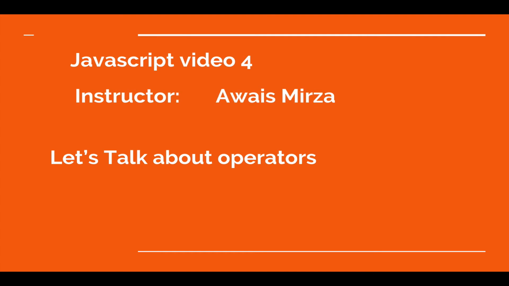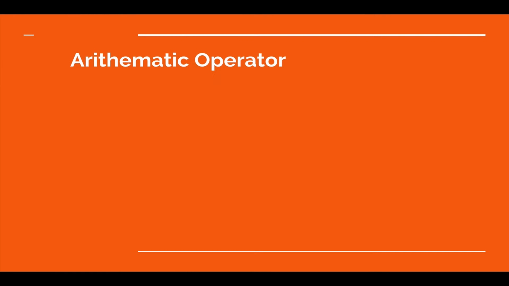In this video we are going to talk about operators. So the common operators in any programming language, we have arithmetic operators. They are plus, minus, multiply, division. Now we can use them like 5 plus 5, 5 minus 5, 5 multiplied by 5, 5 divided by 5.